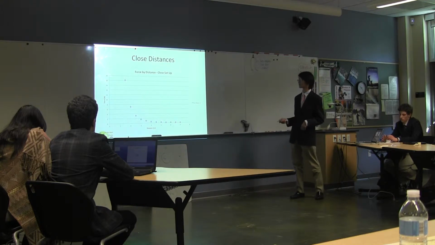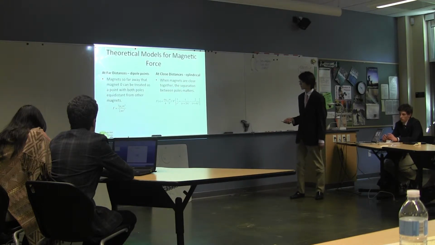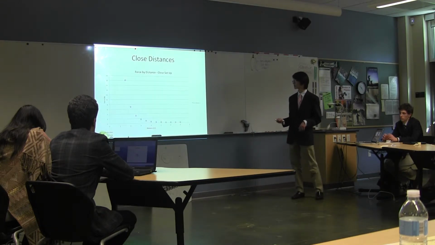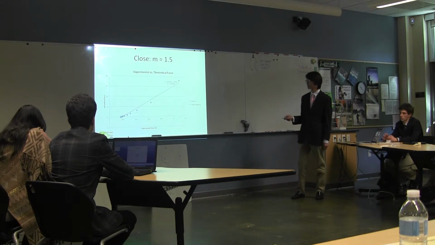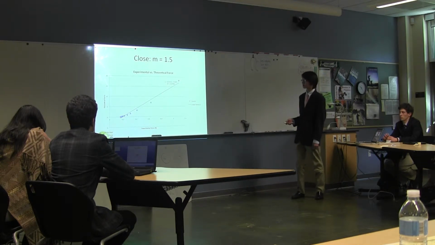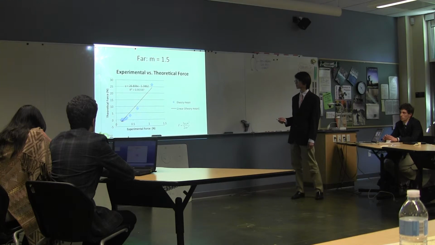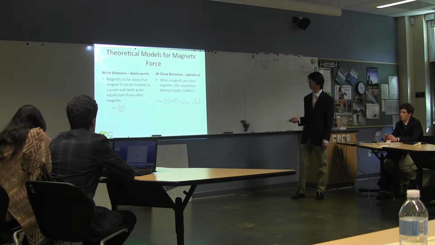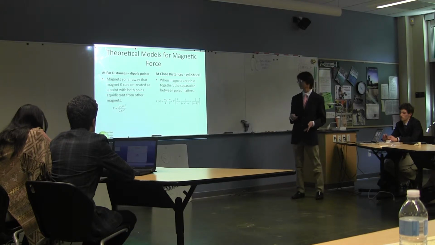Then we did the same thing for close distances, in which we plugged in these values. This is the same value. This is the volume of the magnet we're using. This is the magnetization, which is again the strength of the magnet. We got force by distance data, plotted it against the experimental and theoretical, and found that this line also fits pretty well. So we can say that these models are fairly accurate, but we can't determine which model is more accurate in determining the force between magnets.